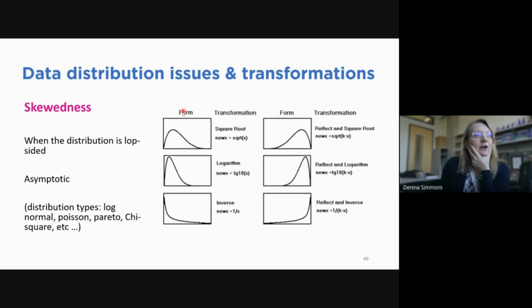If it's skewed on the left side, you do the regular transformation. If it's skewed towards the right, you can try reflection plus that same transformation. So here's a reflected square root, reflected logarithm, and reflected inverse. This actually works pretty well. The example I showed you with the number of fish, it worked perfectly like this.